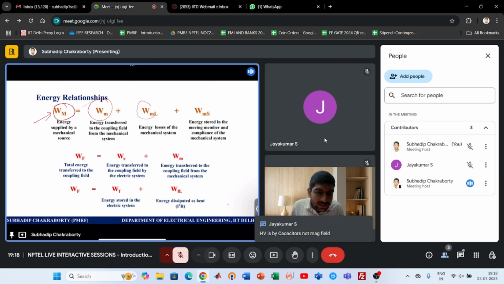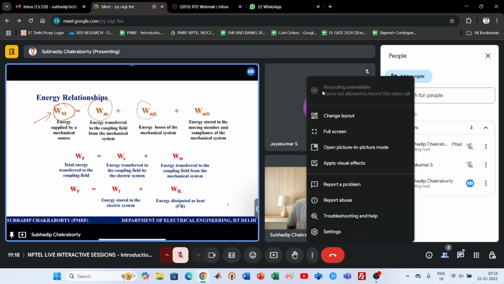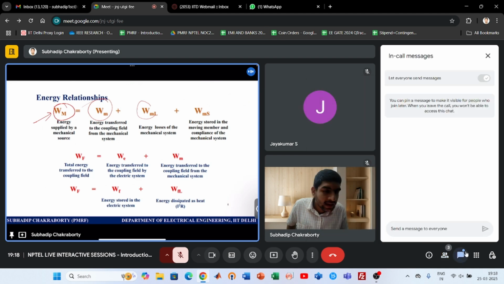Yes, please tell me what you are trying to tell me. You can just unmute. HV is by capacitor. I can just read what you typed in the comment box. Yes, you are telling HV, high voltage, is by capacitor and not.